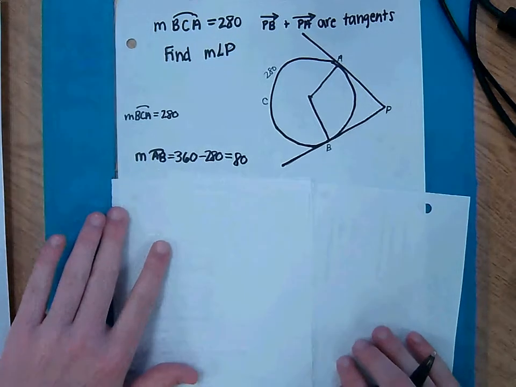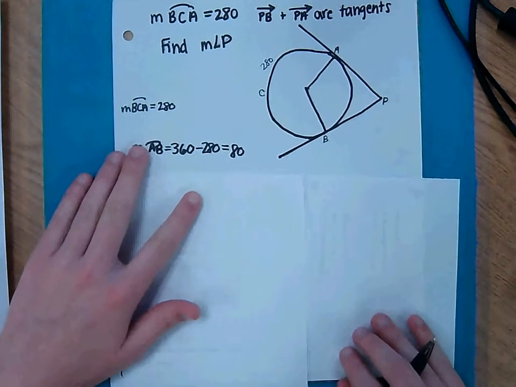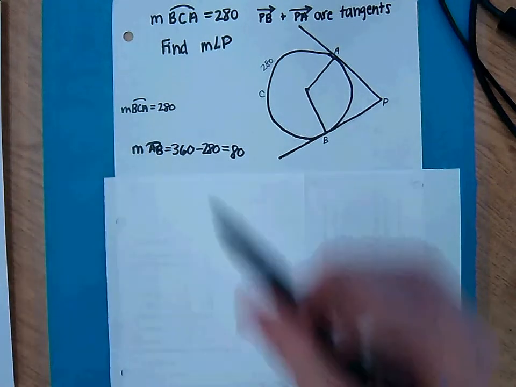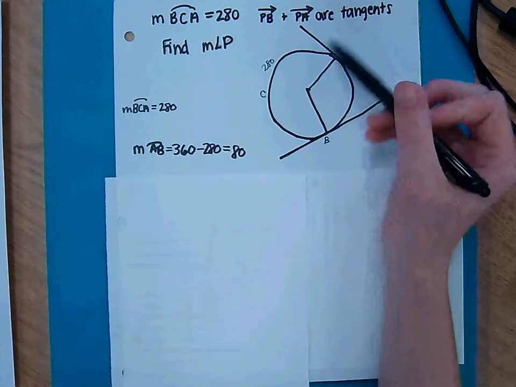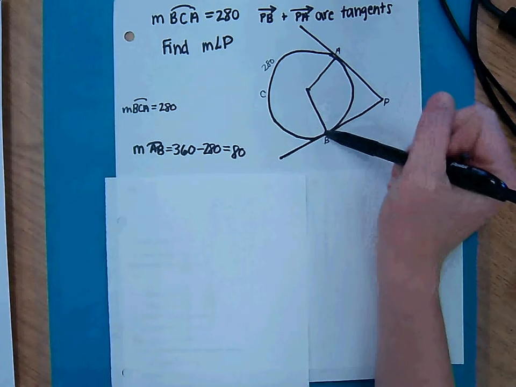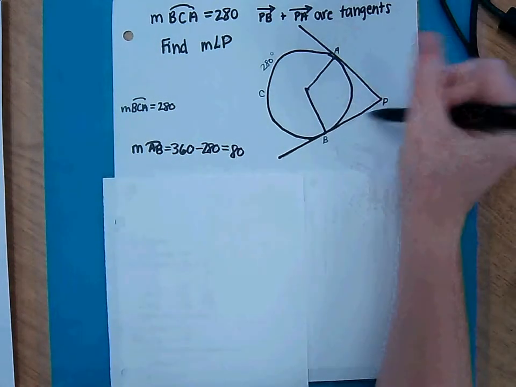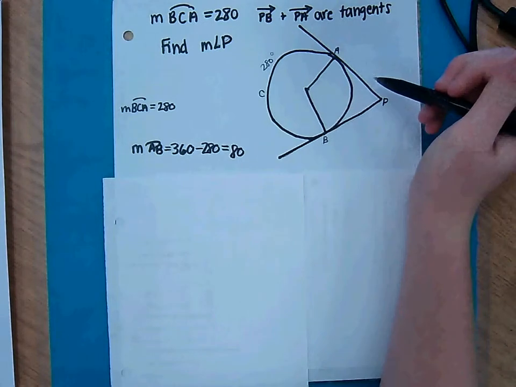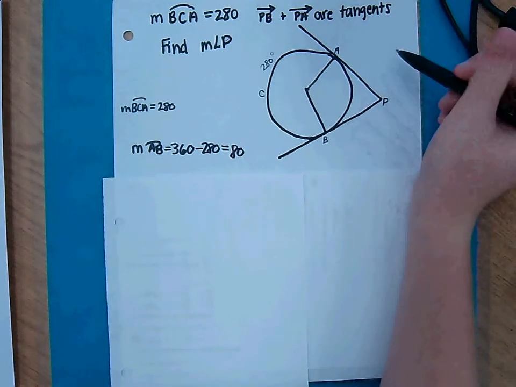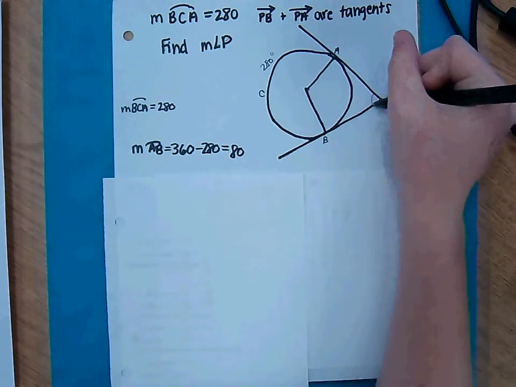This next problem is a little more with tangents. They give you that the measure of arc BCA is 280. So this arc is 280. And they tell you that PA and PB are tangents, and they want you to find the measure of angle P.